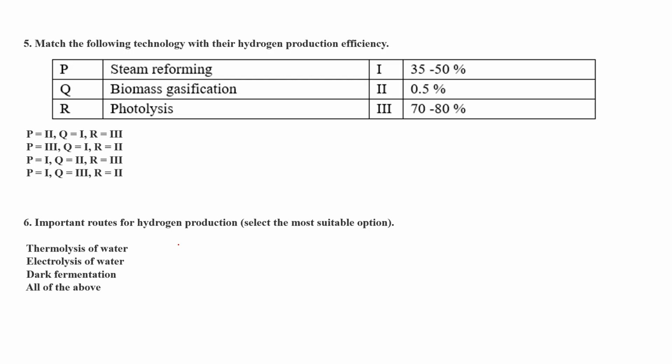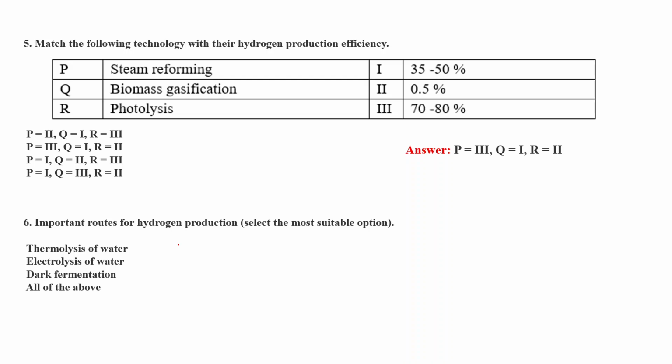The fifth question is: match the following technology with their hydrogen production efficiency. The answer to this is that steam reforming gives a higher hydrogen production efficiency. As I told, the most used technique for hydrogen production is steam methane reforming. Then the second one, biomass gasification, gives a hydrogen production efficiency of 35 to 50%, but photolysis shows a very low efficiency of 0.5%.